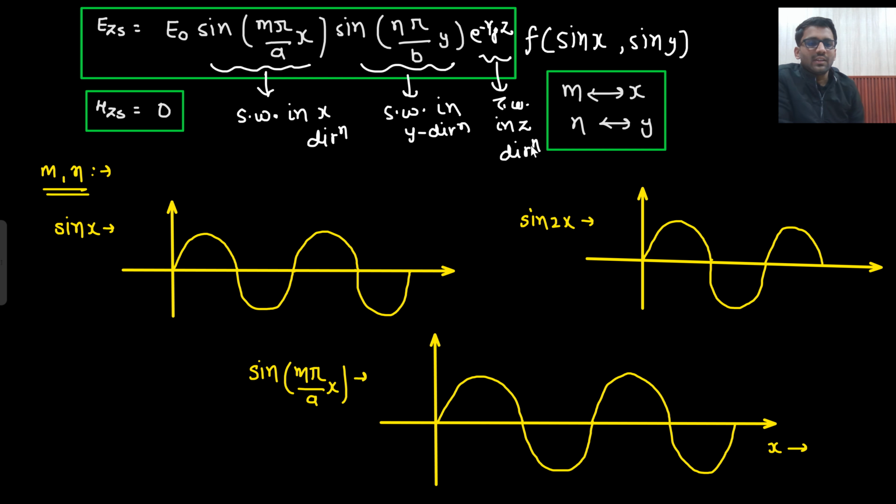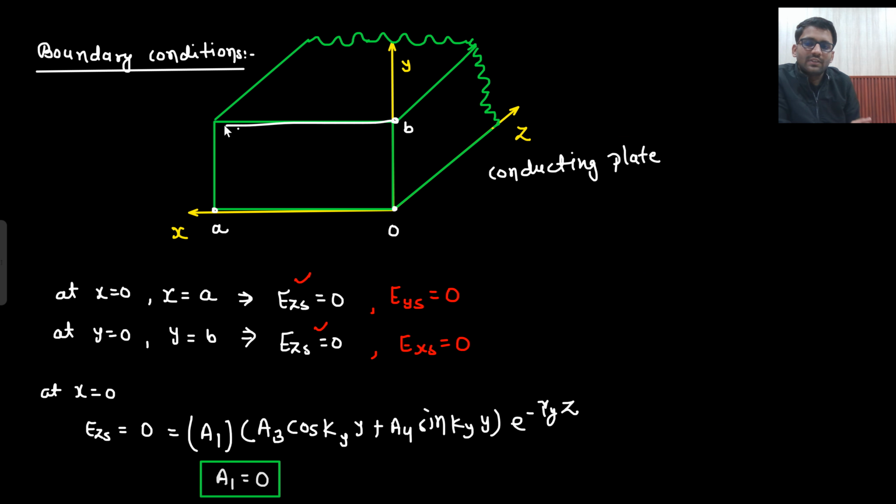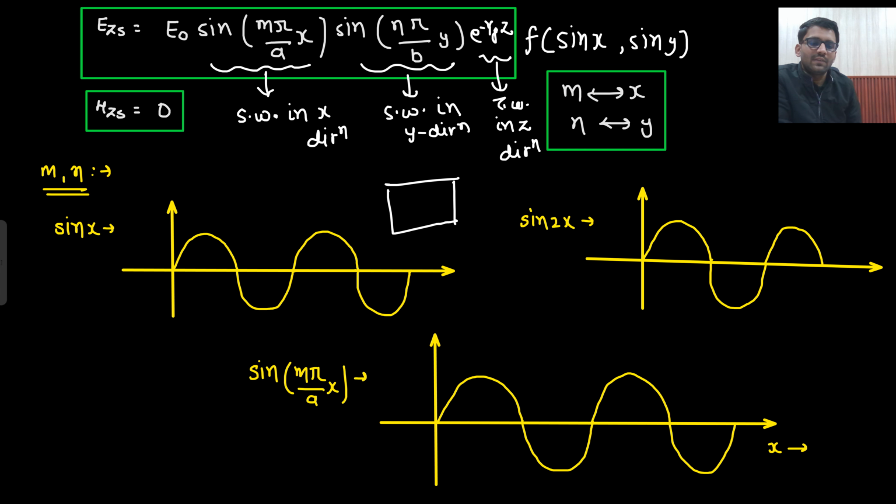Now you let me know one thing. If this is the cross section of the waveguide, what I am drawing, I am drawing this surface. This is the cross section of the waveguide. Okay. This was your 0, this was your A, this was your B.